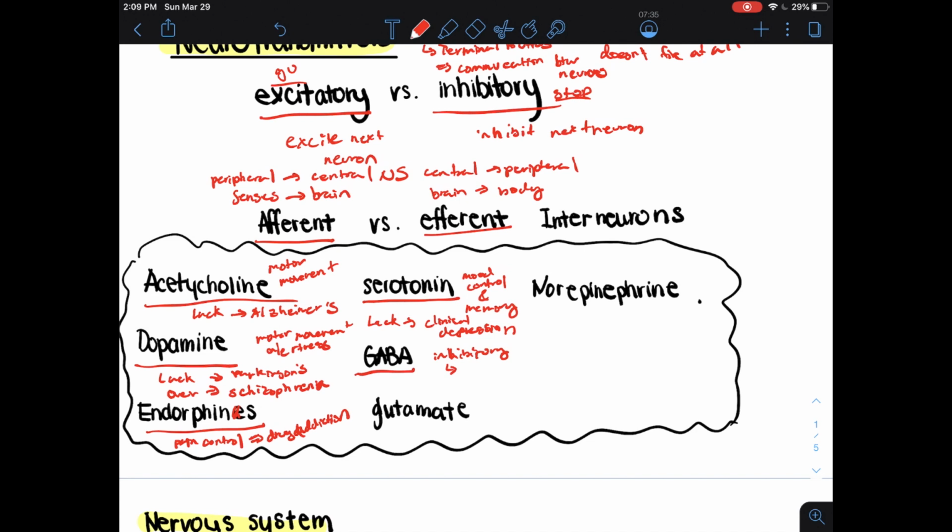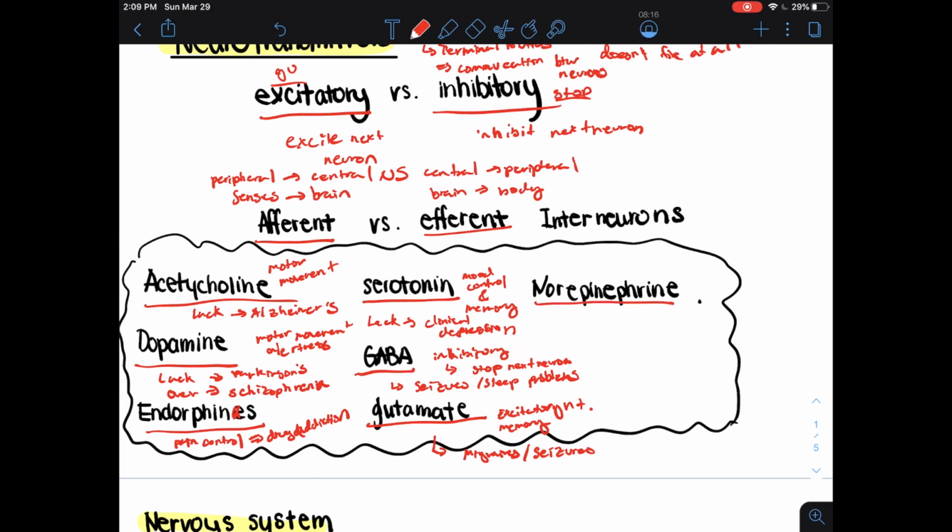As we learned above, this will stop your next neuron from firing. And the problems associated with GABA are seizures and sleep problems. Following that, we have glutamate, which is an excitatory neurotransmitter also involved in memory. Lack of this can result in migraines and seizures.